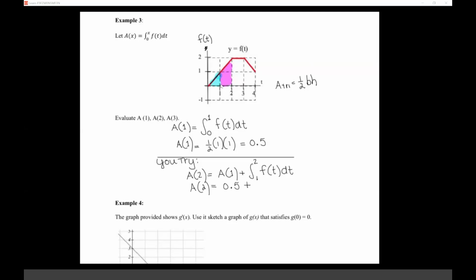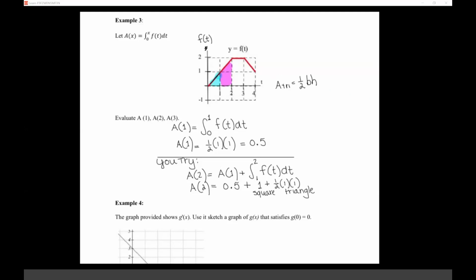Well, what's the pink area? This is a square that's 1 by 1, so that's 1 unit. And then I have another triangle that's 1/2 times 1 times 1. So this is the pink square, and this is the pink triangle. Does that much make sense?